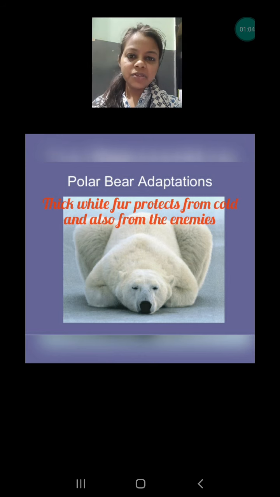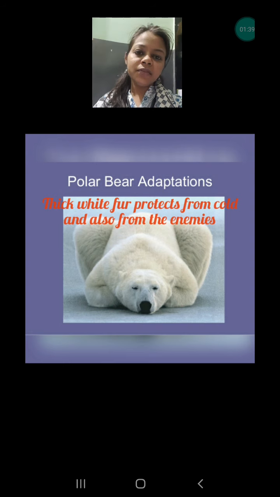Polar bear adaptation. First of all, the color of the fur. Their fur is white. This color protects them from those animals which are enemies of the polar bear, because they can easily hide their body, because the color of the snow is also white and the color of the polar bear is also white. So from a far distance the enemies could not recognize the polar bear and they can easily hide their body in the snow.